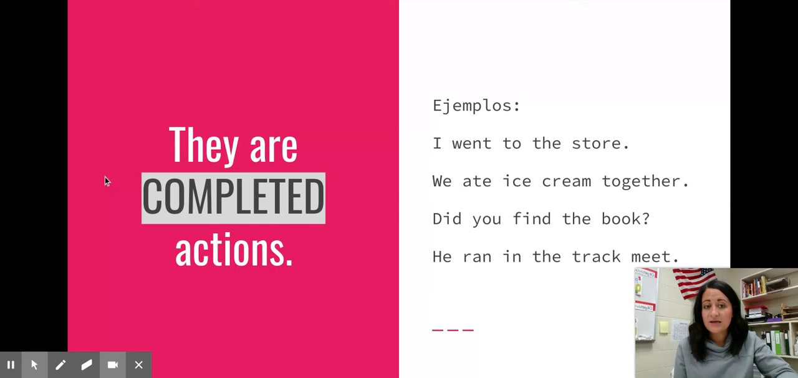Again, when we're talking about the preterite tense, they are completed actions. So, for example, I went to the store. Great. I went there. It's done. We ate ice cream together. Cool. We know it's done. Did you find the book? Well, we're asking, did you complete that thing? Or he ran in the track meet. Okay, well, the track meet is done, so we know it's finished.